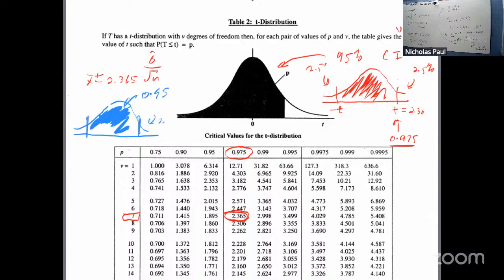So here we'll have 2.5%, or 0.025, and here we'll have 0.025. Okay, so if I had to read this value, everything to the right is 0.025. So everything to the left here is 1 minus 0.025, which is 0.975. So this is the value that I have to read off from the t distribution. So I read off 0.975 at 7 degrees of freedom.